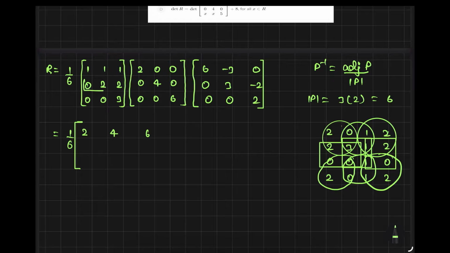Done with this, now you have to multiply this with this, so you will get 0. Then you will get 8, 0. Then you'll get 12. This thing is done. Now you have to multiply this with this, so you will get 0, 0, 18.